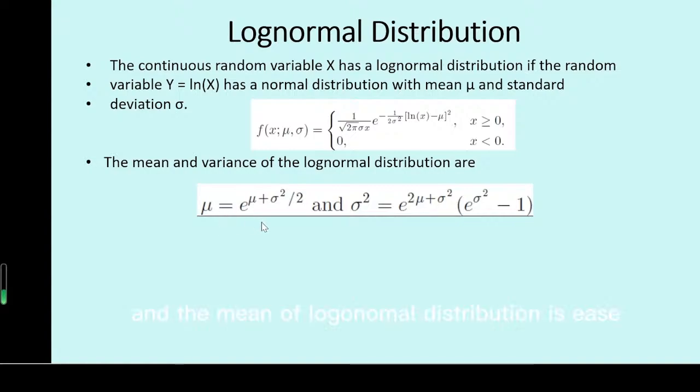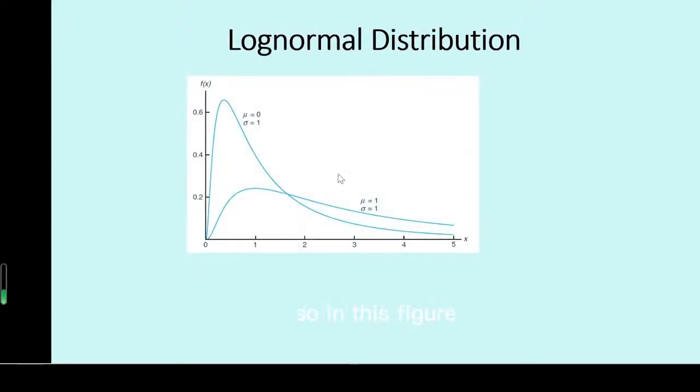And the mean of the log-normal distribution is e to the power of mu plus sigma square divided by 2, and the variance is e to the power of 2 mu plus sigma square, times e to the power of sigma square minus 1. So in this figure, two log-normal distribution density curves are shown. This one is for mu equals 0 and sigma 1, and the next one is mu 1, sigma 1.